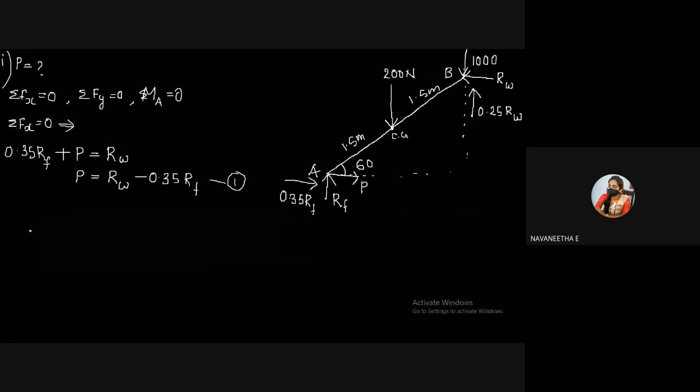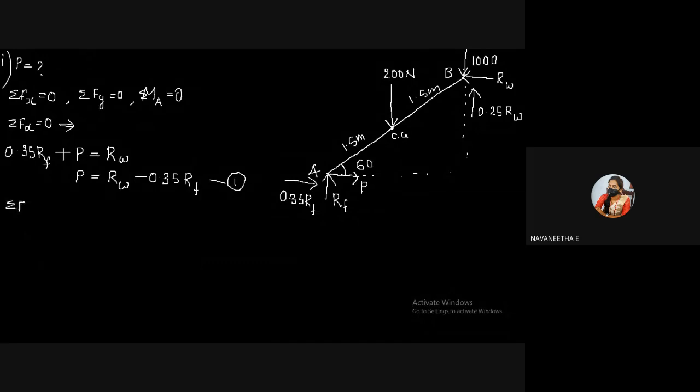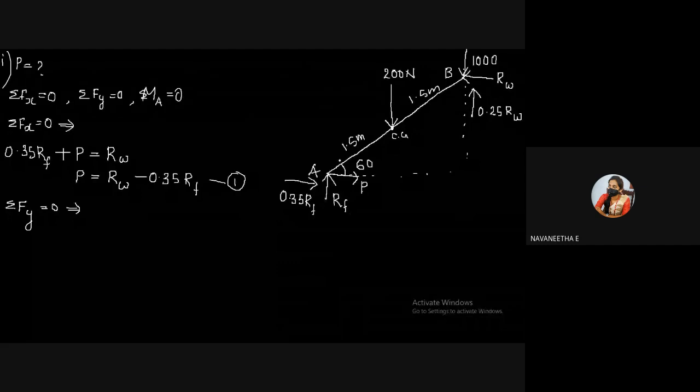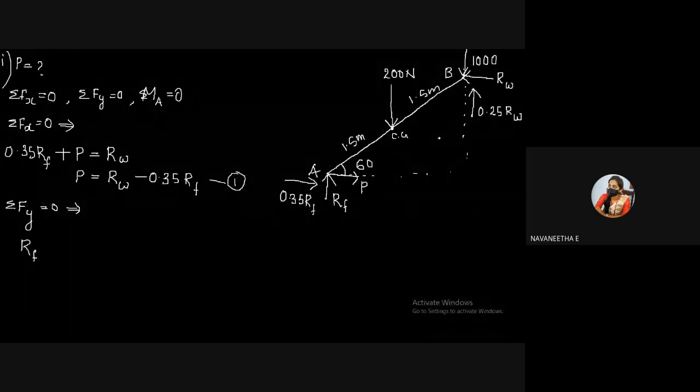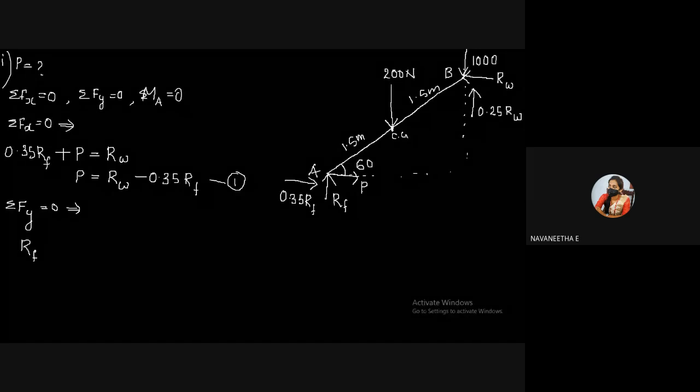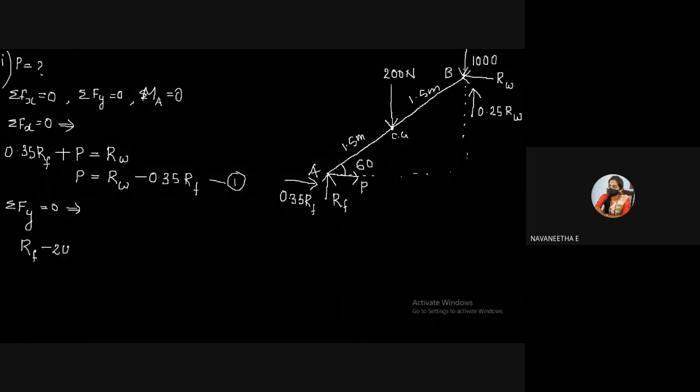Put it as equation number 1. Then we consider sigma Fy equal to 0. Which are the forces acting in the y direction? Considering the first point, point A, RF itself is acting in the upward direction, so we can take it as positive. So RF. Next, 200 Newton at the center of gravity of the ladder is acting in the downward direction, so it is negative: negative 200.